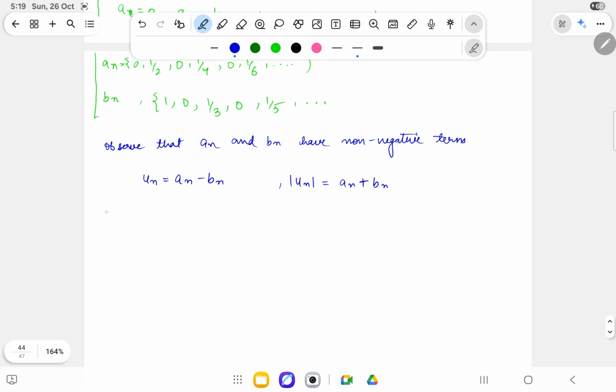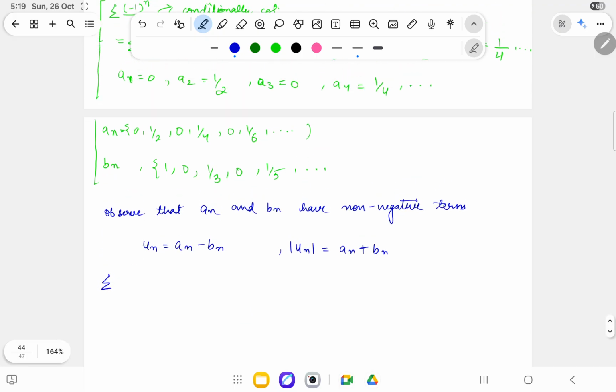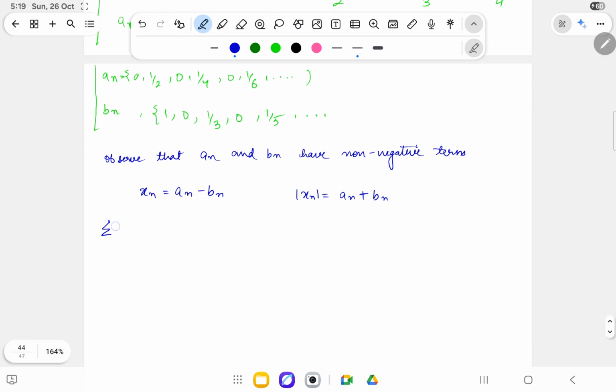Now in the question it is given to us that our original series is xn, so we'll just write it as xn. So I can write my xn as this and modulus of xn as this. And in the question they have given us that summation xn is conditionally convergent.